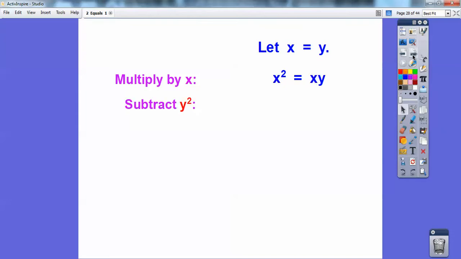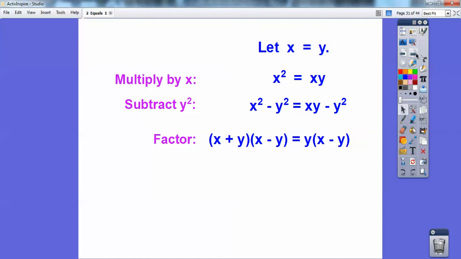Now I'm going to subtract y squared from both sides. When I subtract y squared, I get x squared minus y squared. Here I get xy minus the y squared. Now I'm going to use my factoring skills, you guys. I'm going to factor both sides. This is a difference of squares. This becomes x plus y times x minus y. Over here I can GCF a y out, and I'm left with y times x minus y. You guys with me right there?